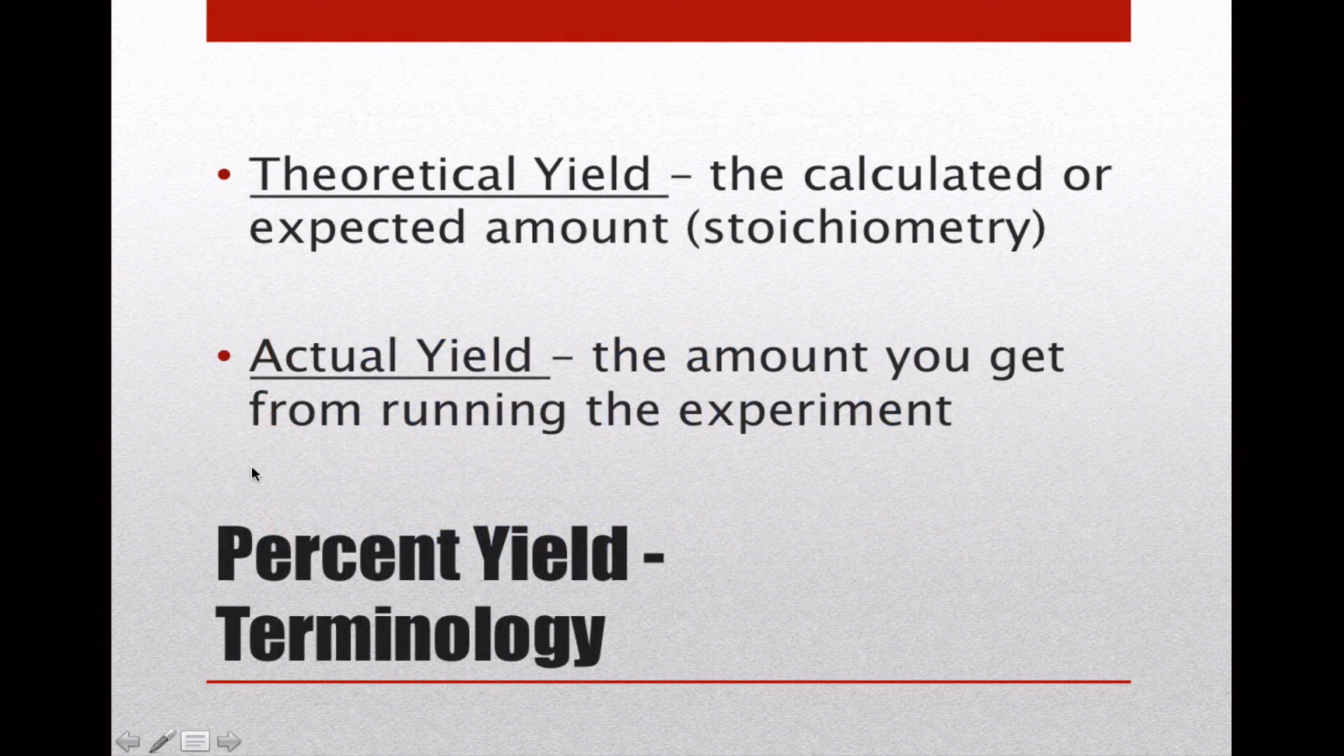So what we're going to do is talk about how you can calculate what your percent yield was when you did the experiment. How far off were you, or how close were you to what you should have got? The two terms you need to know are theoretical yield and actual yield. Theoretical yield is always what you get from a calculation. It's what you're expecting to get because it's what you calculated through stoichiometry. The actual yield is what is produced from running the experiment. So theoretical yield is your calculated amount, and your actual yield is what you got from doing the experiment.